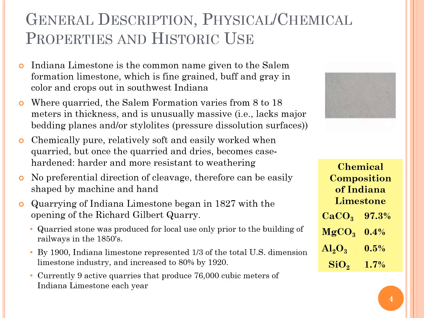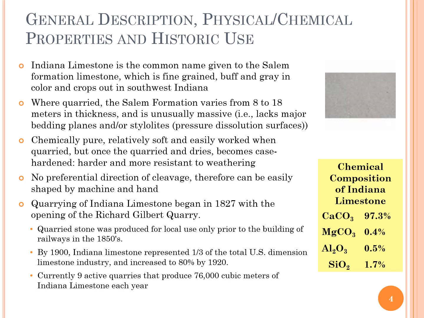So first of all, general description. Indiana limestone is the common name given to the Salem formation of limestone, which is a fine grain, usually buff or tan and gray in color, and outcrops in southwestern Indiana. Where it's quarried, it's about 8 to 18 meters thick, which is quite thick and convenient. It's quite massive in the sense that it doesn't have a lot of specific bedding planes or other features like stylolites, pressure dissolution surfaces, or other things that would perhaps mar its overall clean appearance.